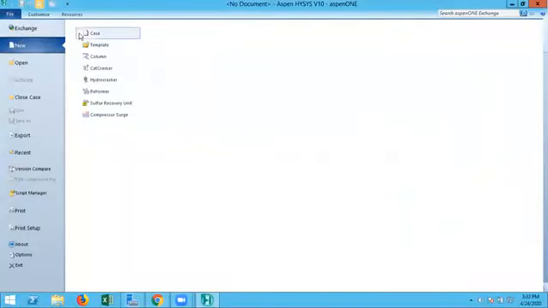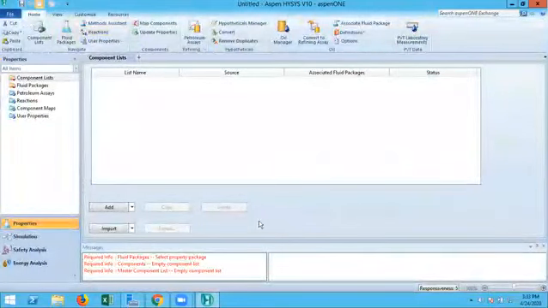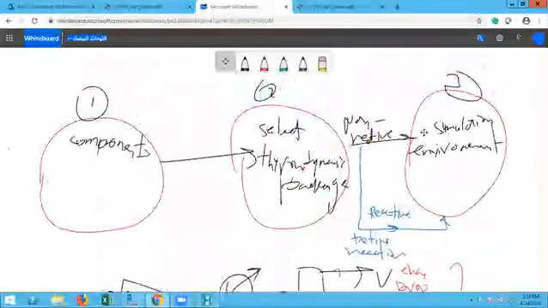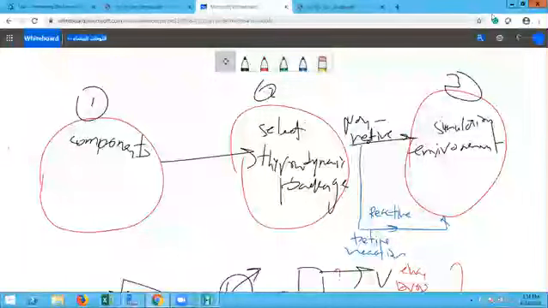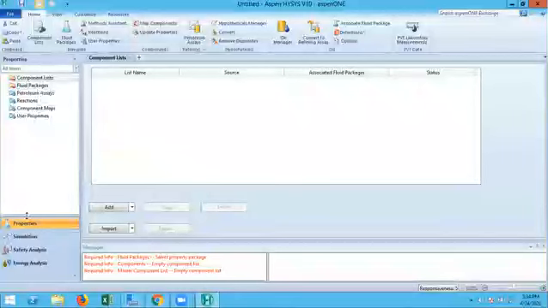So I will go to File, New, Case, and this is the interface that you are going to deal with. You can see on the left side I have folders, and two of them are in red, so that you remember the 3 steps that I was talking about: the component list, the thermodynamics fluid package, and then the simulation environment. This is the component class, this is the fluid package, and here is the simulation.